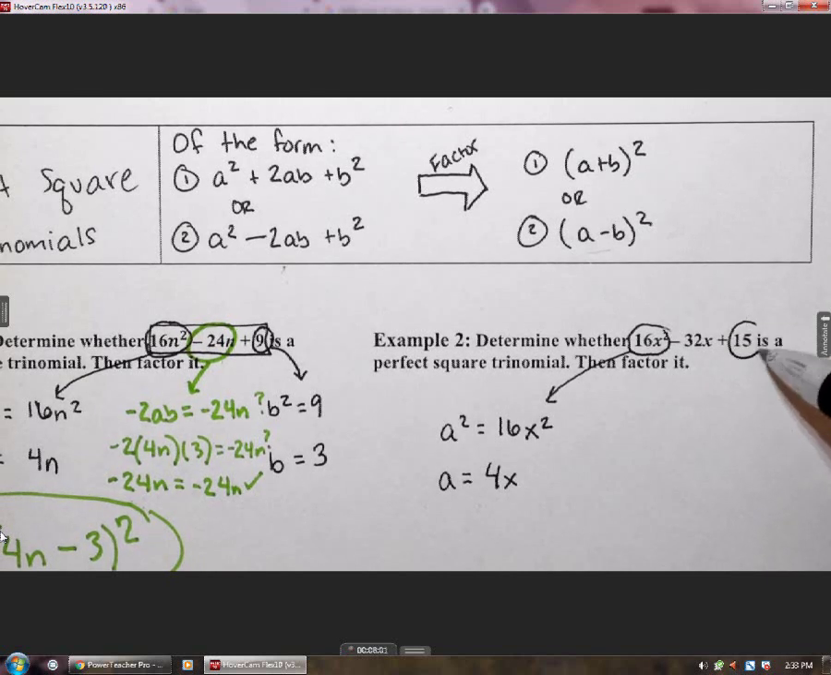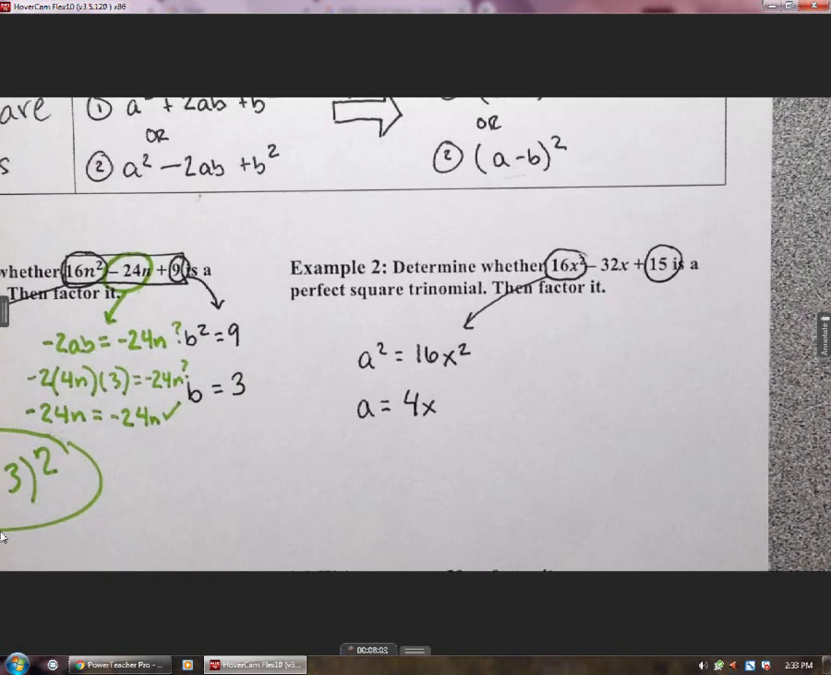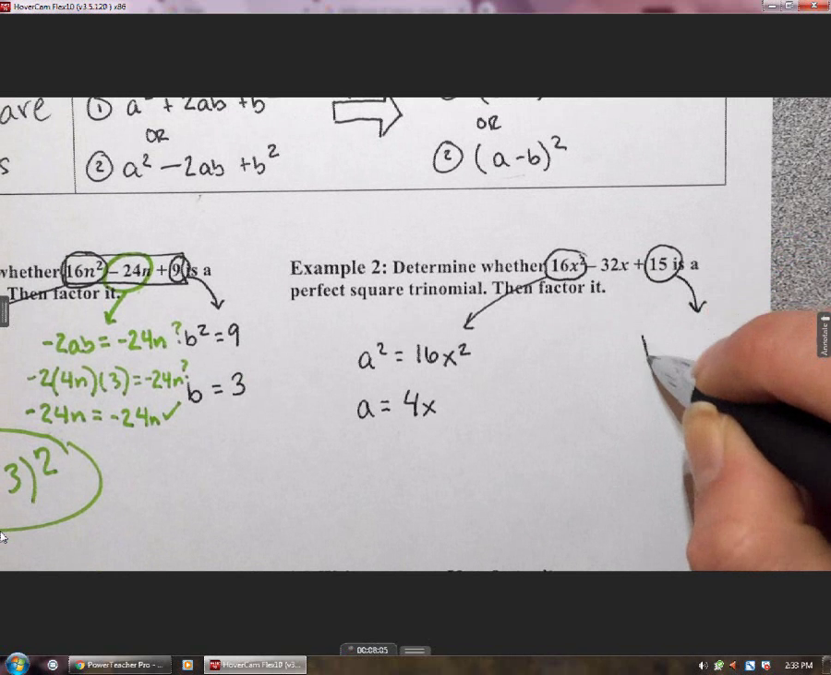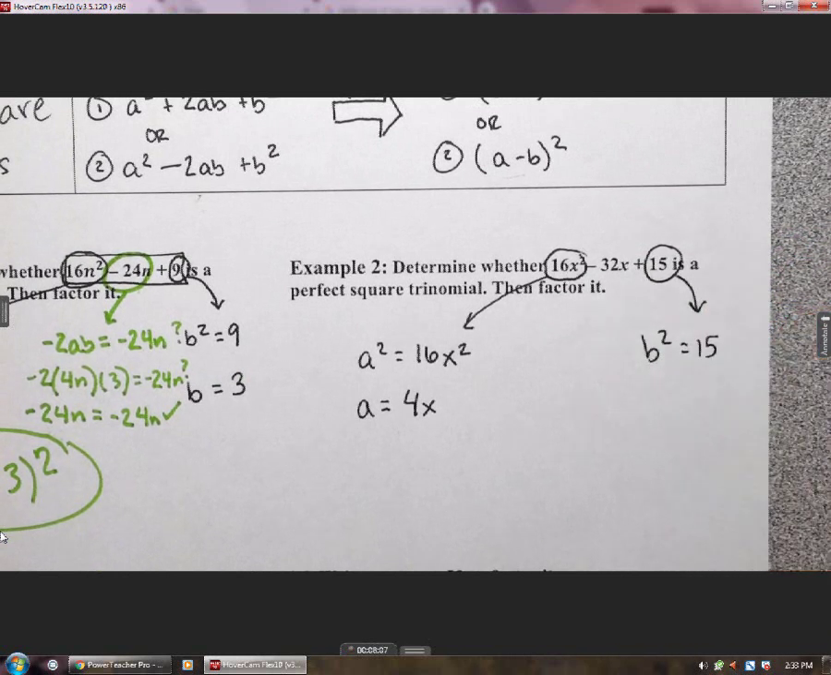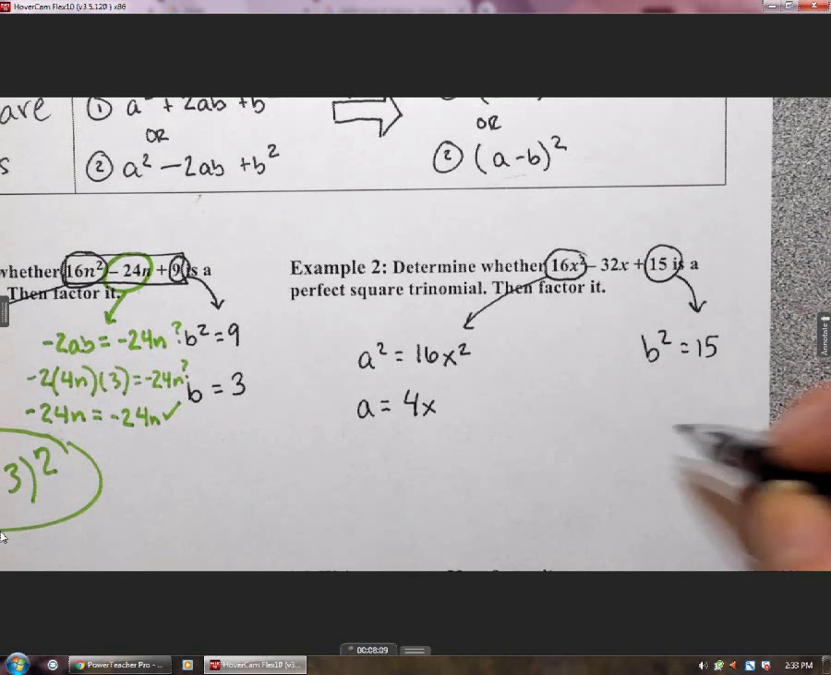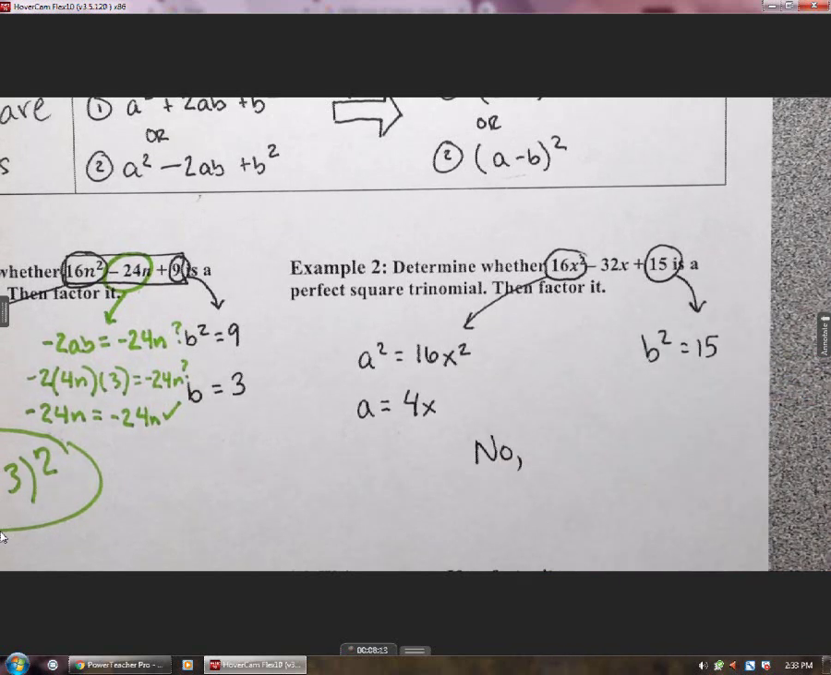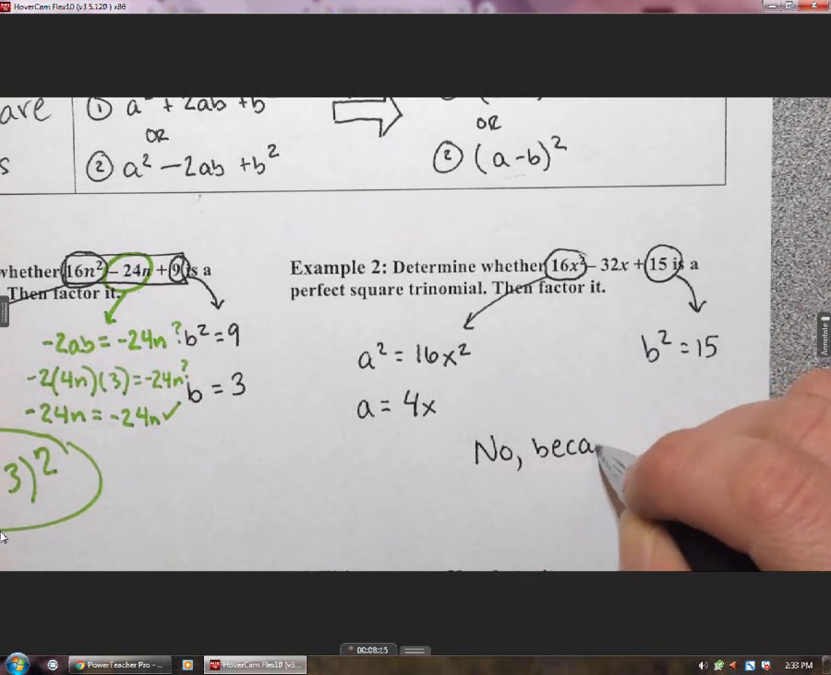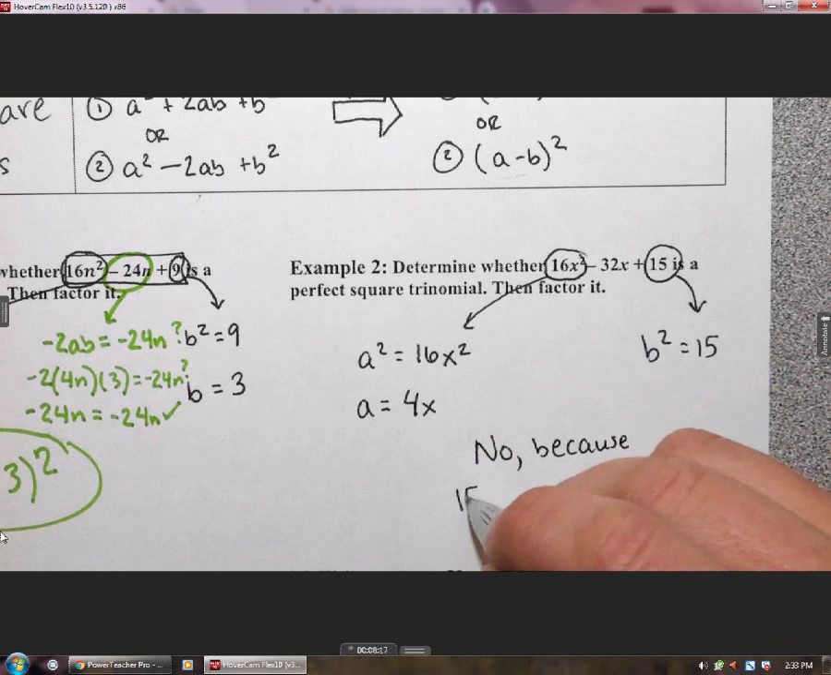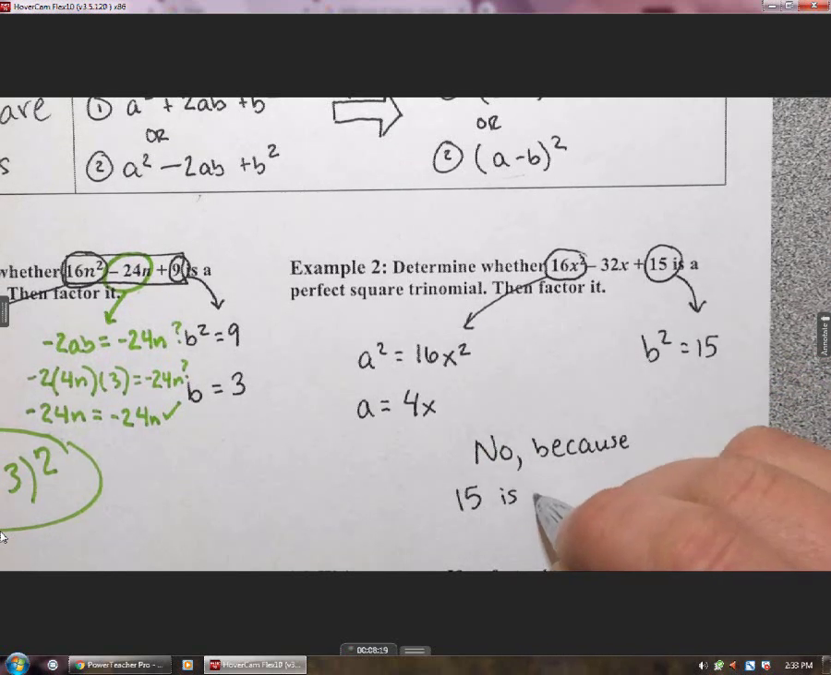Next I'm going to check 15. So b squared equals 15. Is 15 a perfect square? No. So I would say no, because 15 is not a perfect square.